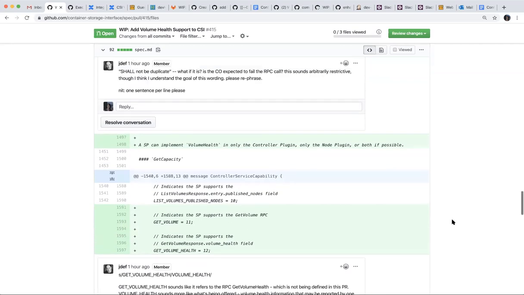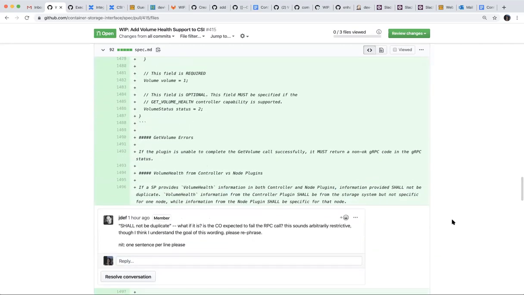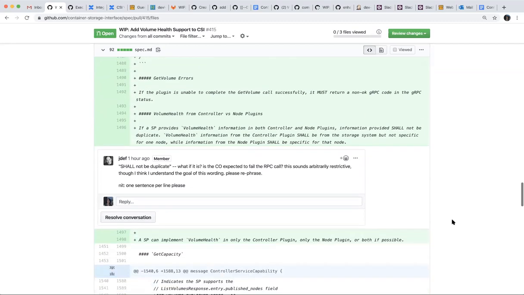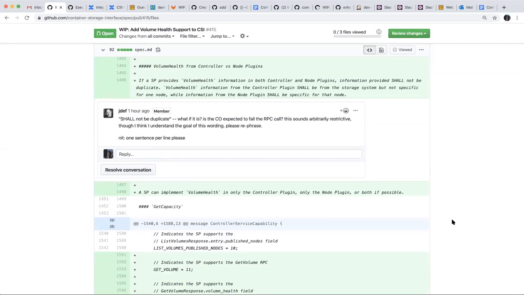Anyone has any other comments? So I want to make sure I understand that correctly. Are you saying that if a controller and node are both implemented for health checks, the things that they're going to be checking are very different?